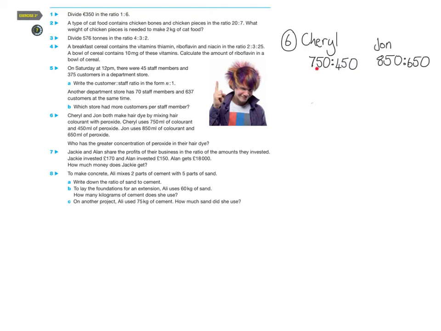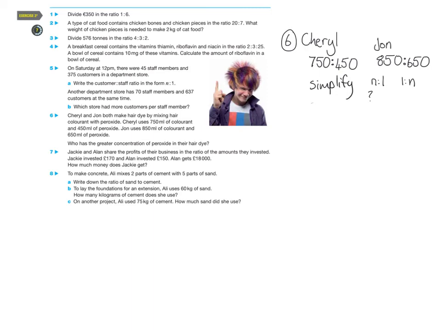So I have written the ratios of colorant to peroxide for both Cheryl and John. The question is basically asking us to simplify the ratios so that we can figure out which one is best. Now, one of the ways to simplify is to go n to 1, or we could go 1 to n, or we could just see what happens when we simplify them by the same amount. So let's start by just simplifying.